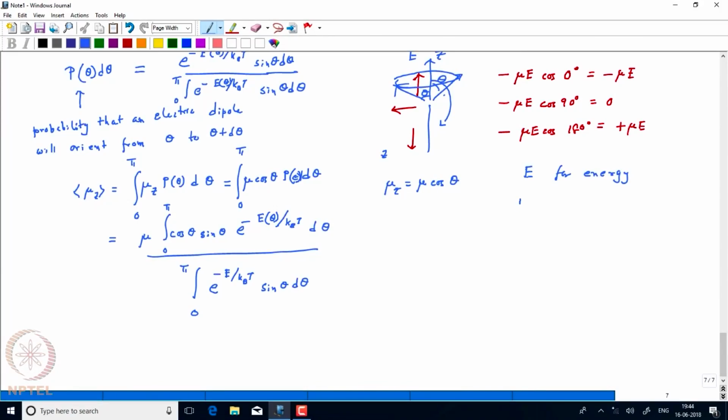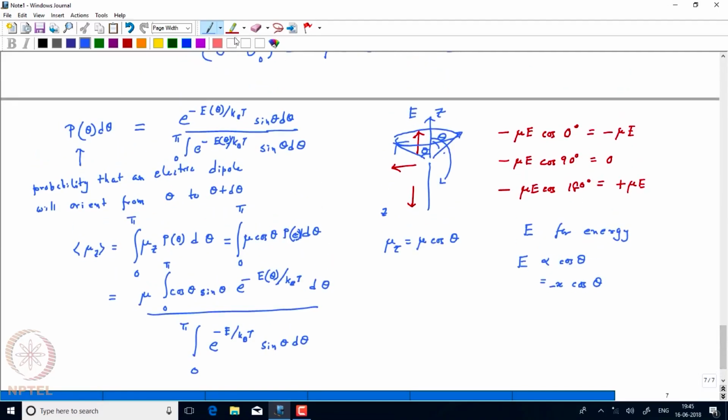So we can write the energy as proportional to cos theta. Let me write it as x cos theta, where x is basically the electric field, with a negative sign. If we write the E as Ez, then it will probably be clear. Or we can use a slightly different notation.